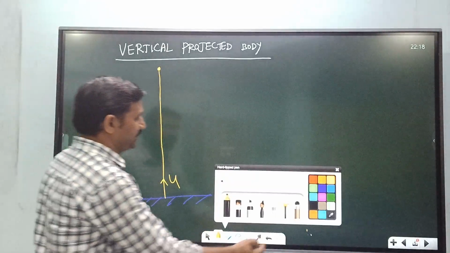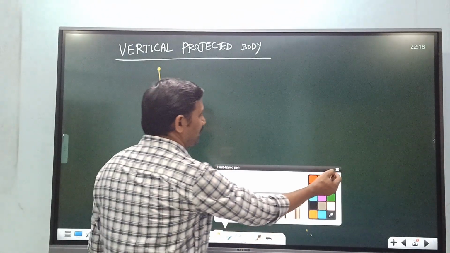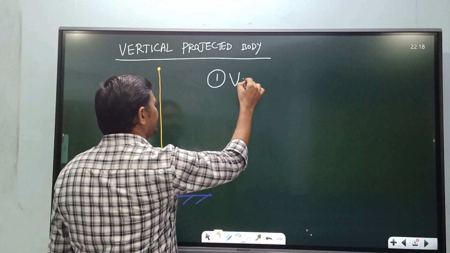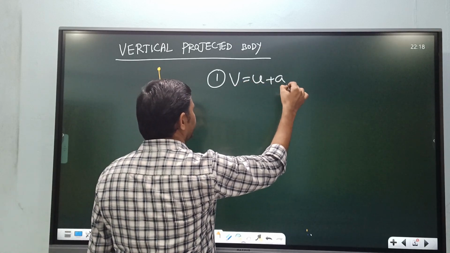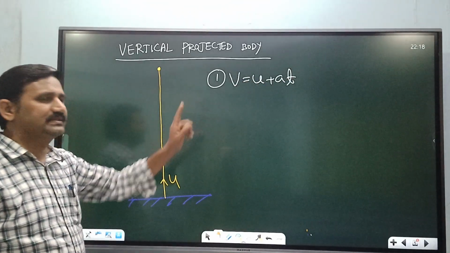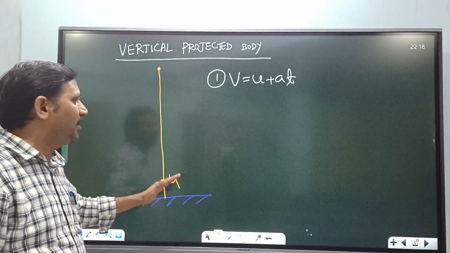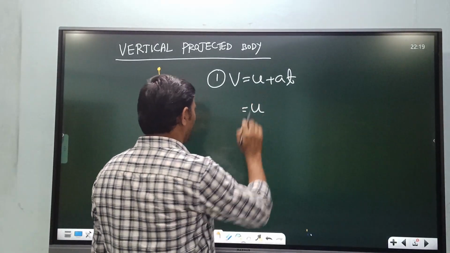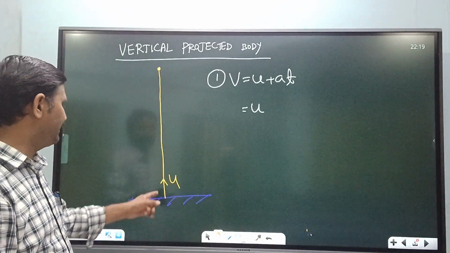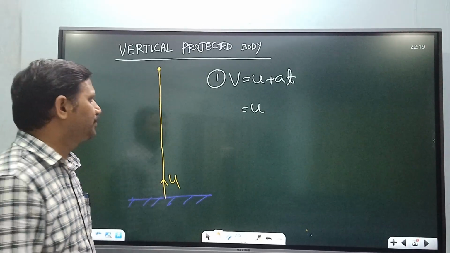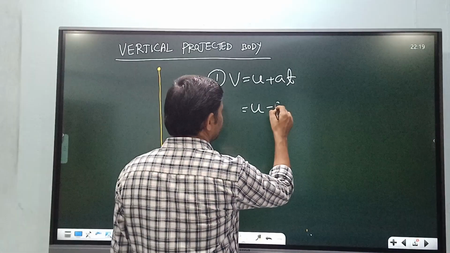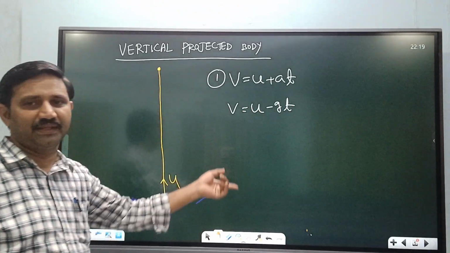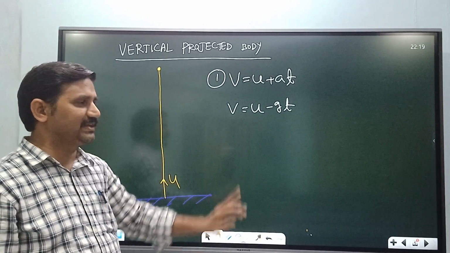So in this vertical projected body, how do our four kinematic equations change? What is the first equation? v is equal to u plus at. Here u is the initial velocity. Initially the body has some velocity, that is u. So u is replaced by positive u, meaning the velocity is in the upward direction. And a is replaced by minus g, into t. So this is the velocity of the body after some time t. So v is equal to u minus gt.